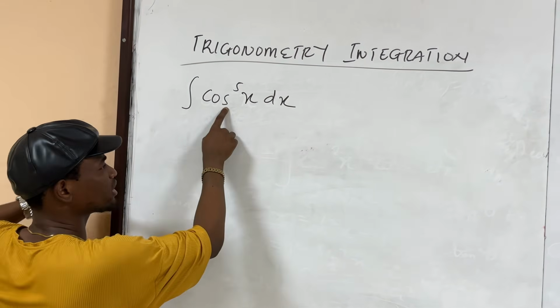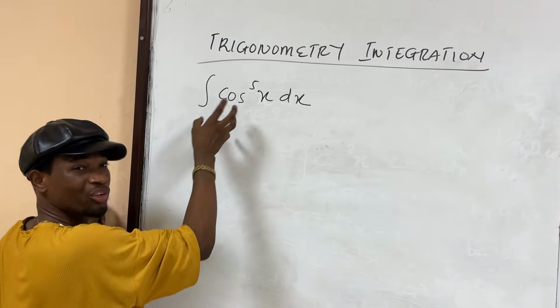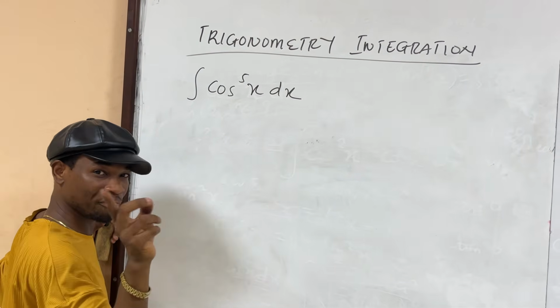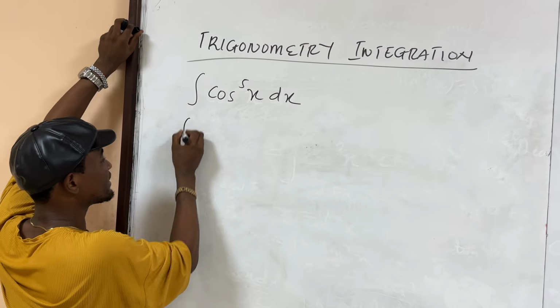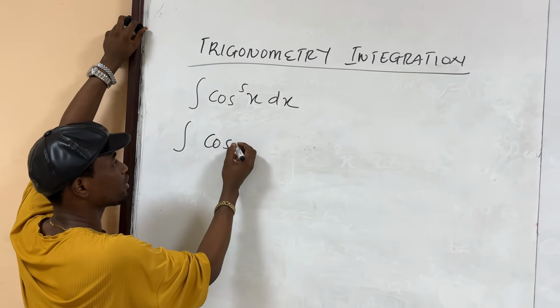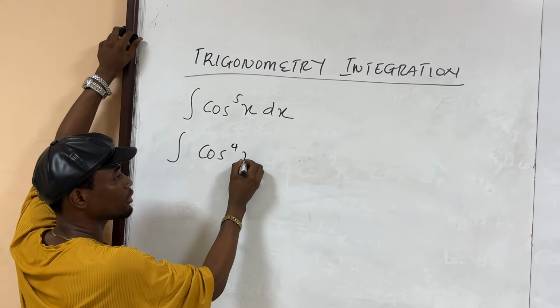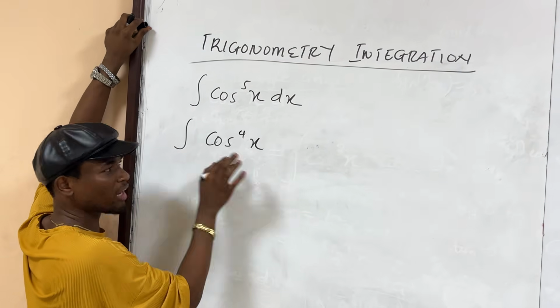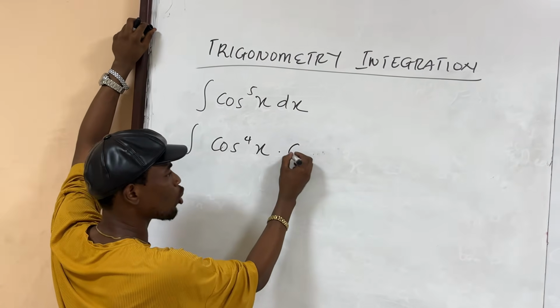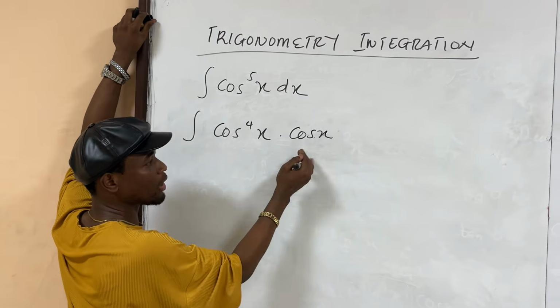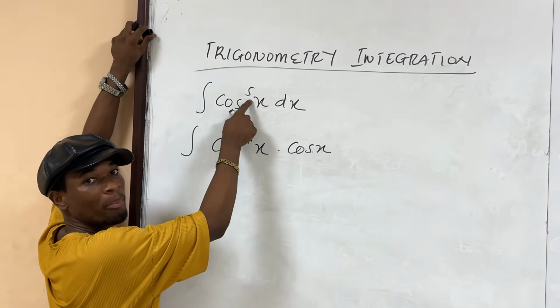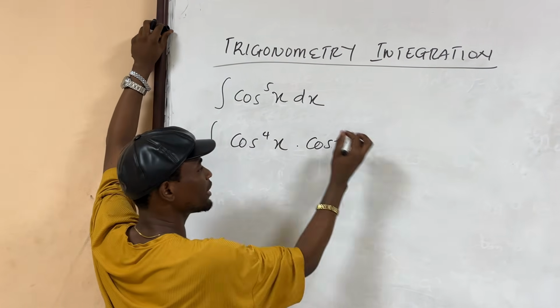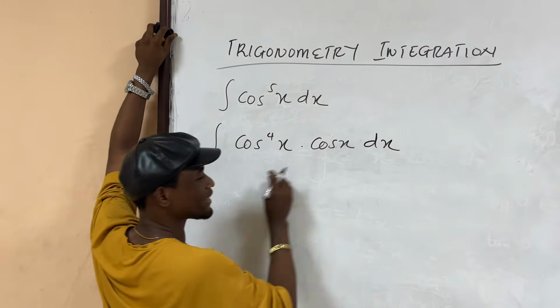So viewers, what can we do over here? You can reduce, right? Power reducing formulas. So this is the same as cos to the power 4x, and we are left with another cos, so times cos x, so that when you add them, it gives you cos to the power 5x. Then we are doing this integration with respect to x.